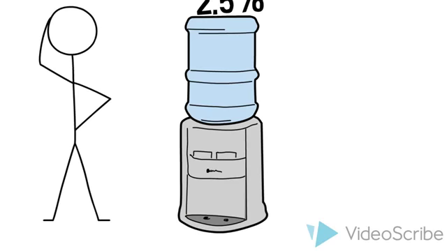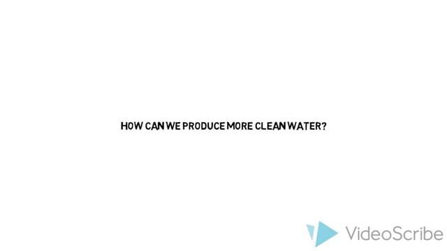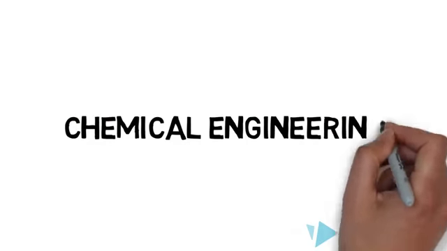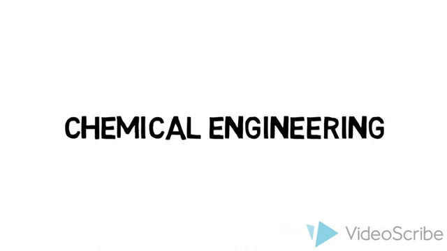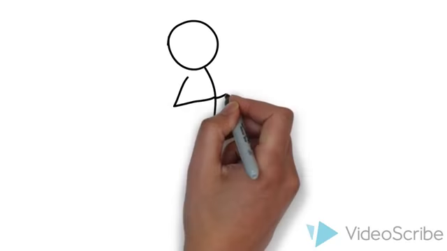The rest of it is trapped in glaciers and ice caps. The question is, how can we produce more clean water? The solution is found in chemical engineering. Chemical engineers are responsible for designing environmentally friendly and cost-effective methods to not only cater for the growing needs of society, but to preserve the delicate ecosystems of our planet.